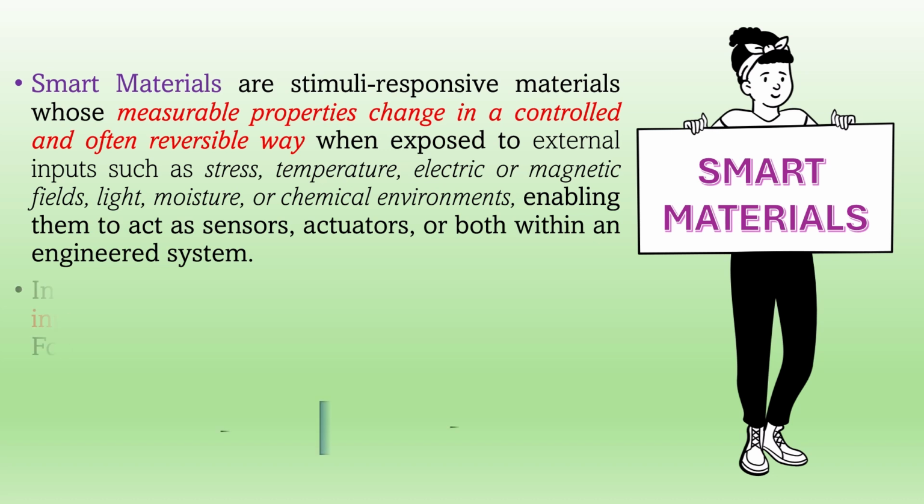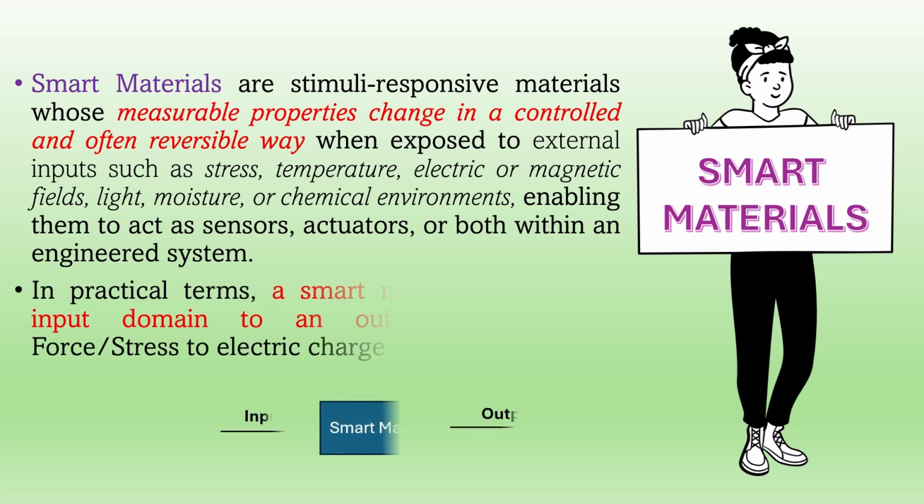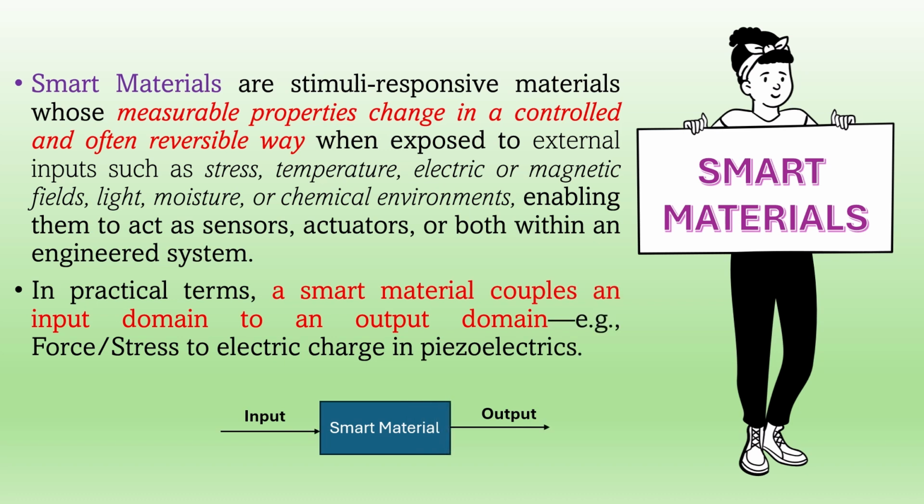They're stimuli-responsive materials, meaning their properties change in a controlled and reversible way when exposed to things like stress, temperature, electric or magnetic fields, light, or moisture. In simple words, smart materials can sense changes in their environment and respond accordingly. That's why they often act as sensors, actuators, or even both.